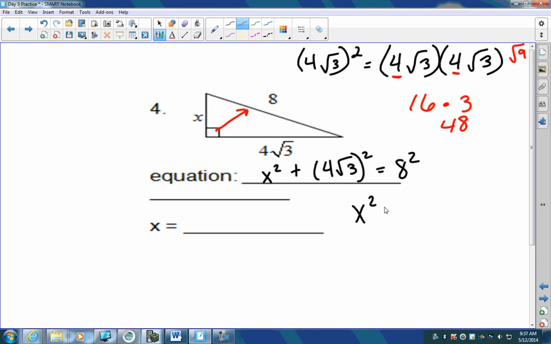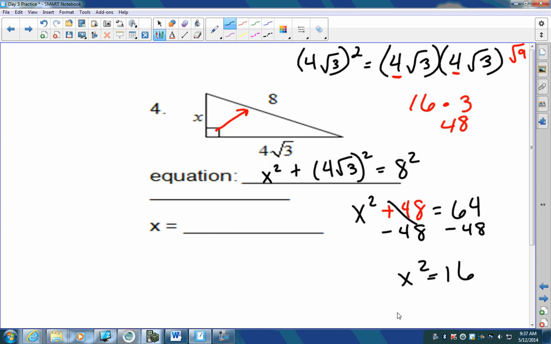So we have x squared plus 48 equals 8 squared. 8 squared is 64. From here, we should be able to solve. When we subtract 48 from each side, x squared equals, what is 64 minus 48? It is 16. To find x, you have to take the square root of both sides. The square root cancels out the squared, so I get x equals, and what is the square root of 16? You should get 4, and that's your answer.